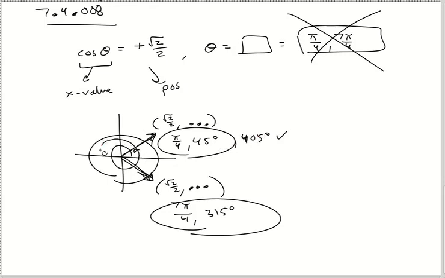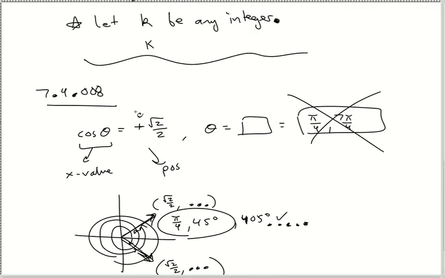What if I kept going? What if I went this way and I got to this one, and then I kept going again? What if I started here and went down, about a negative 45 degrees? Wouldn't that work? And there are infinite answers to these. So what I need to do is somehow give you an expression for all of the answers that are ever possible, forever and ever. And that's where this k comes in.